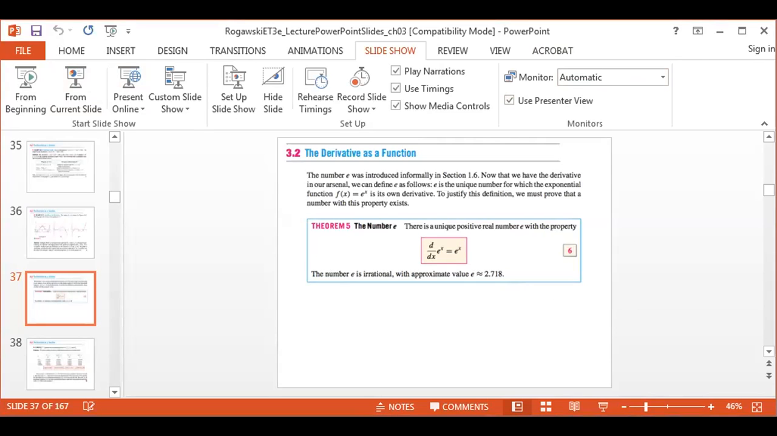Yeah, I guess to recap, it is the unique number such that the derivative of e to the x is equal to e to the x. E is an irrational number.